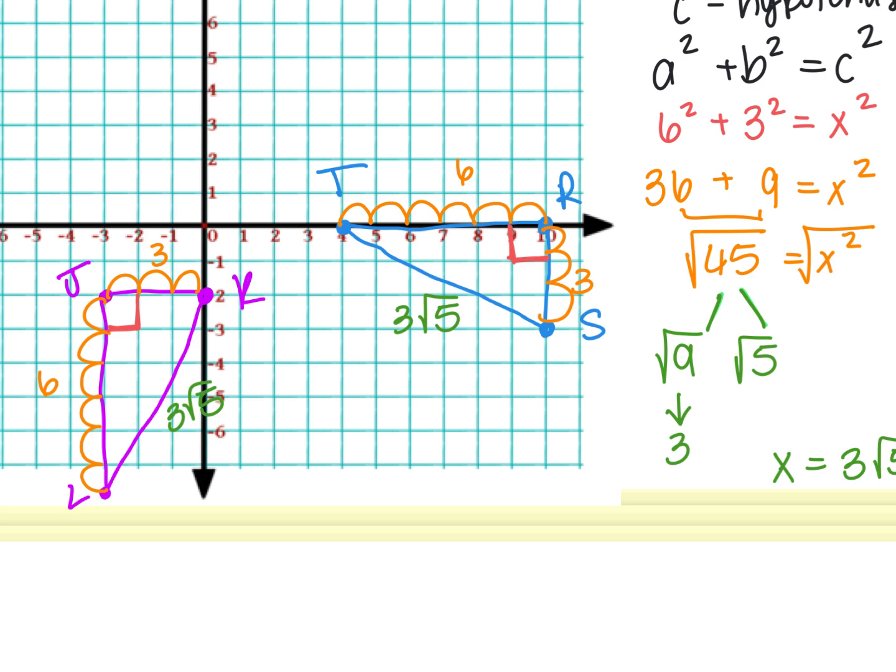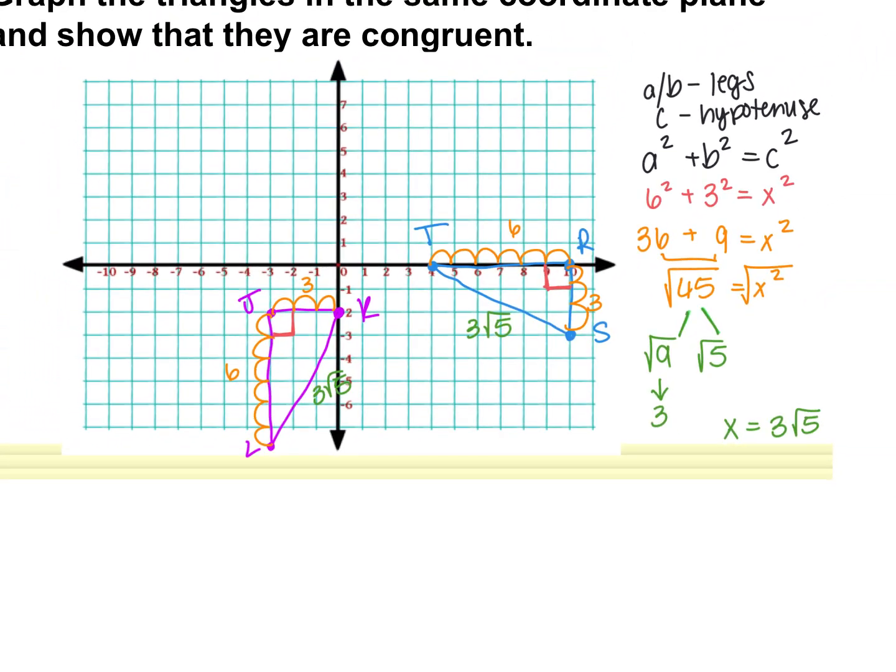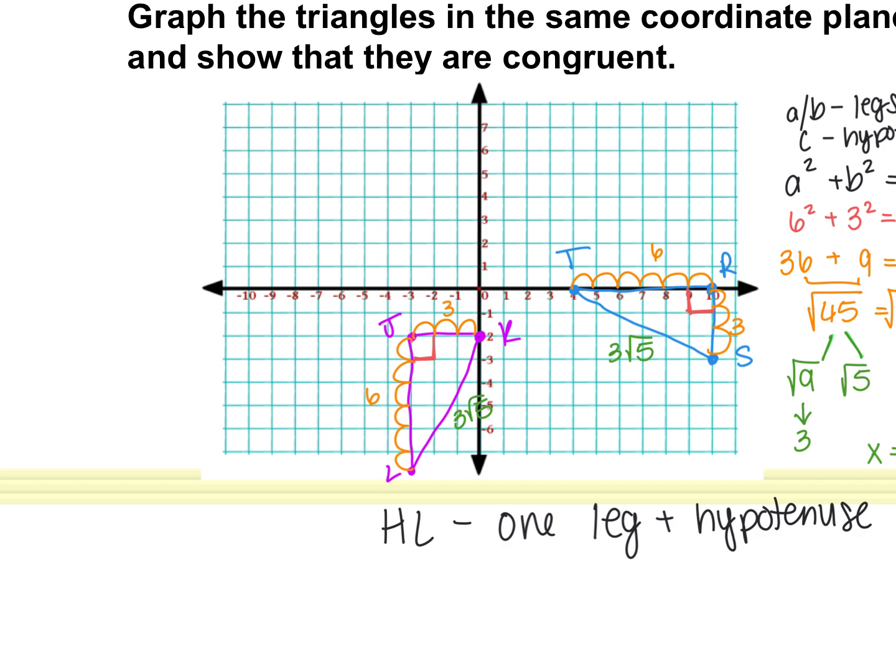3 radical 5 here. I can prove these congruent using side, side, side, or I can prove these to be congruent using hypotenuse leg. Again, keep in mind with hypotenuse leg, HL, I only need one leg and a hypotenuse. So yes, we found all sides, but I could use HL for this.